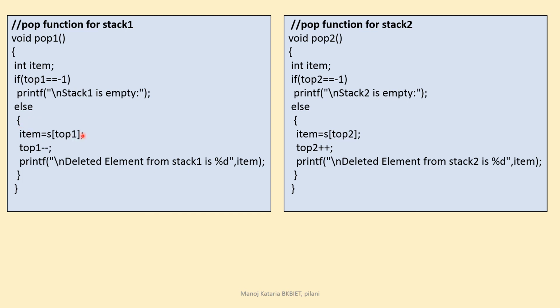This is the way we can access the top element. After that, top 1 is decremented during this pop operation, and we display the deleted element from stack 1. Similarly, when we pop an element from stack 2, first of all we access the top element from stack 2, and after that top 2 is incremented. Here top 1 is decremented, and here top 2 is incremented during the pop operation. After that we print the deleted element. So this is how we can implement two stacks in a single array for the utilization of memory space. Thanks for watching.